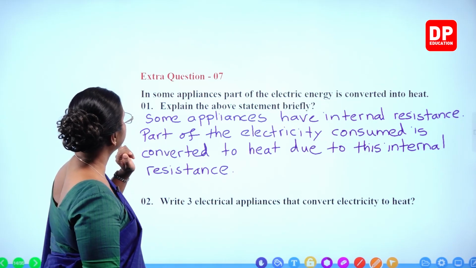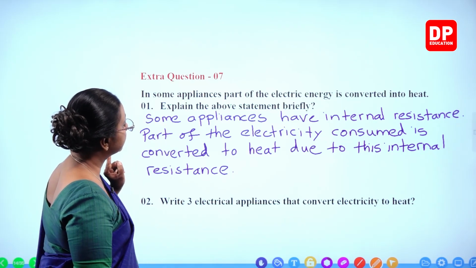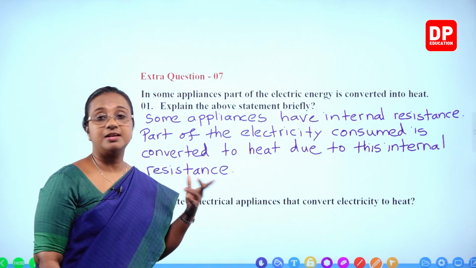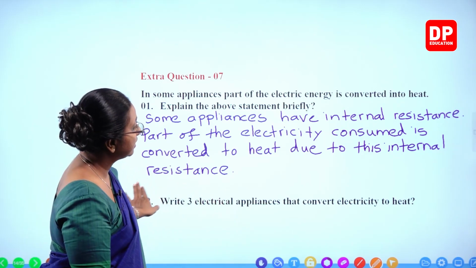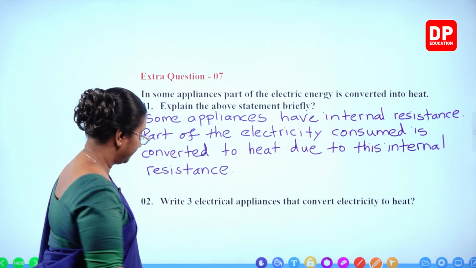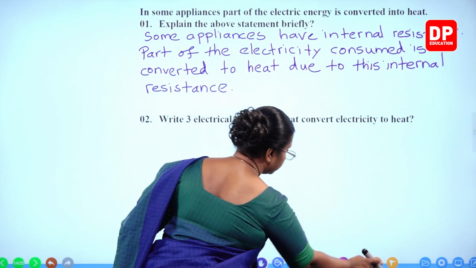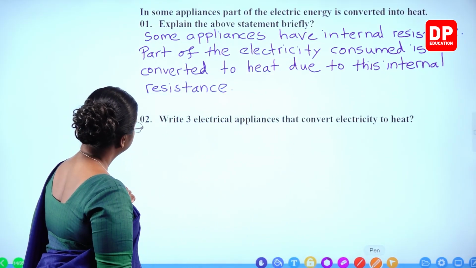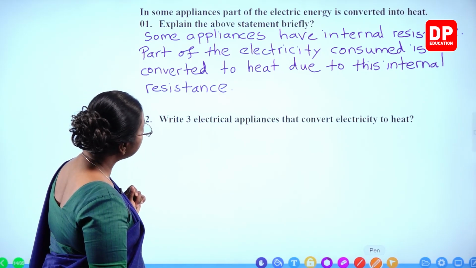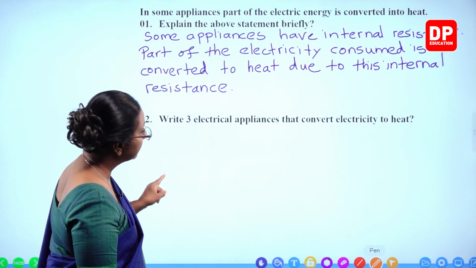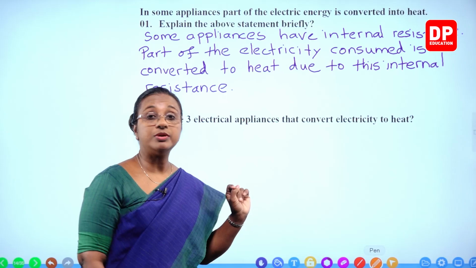So, you are supposed to explain, in some appliances, part of the electric energy is converted to heat. So, that is the explanation. Then, second part, write 3 electrical appliances that convert electricity to heat.